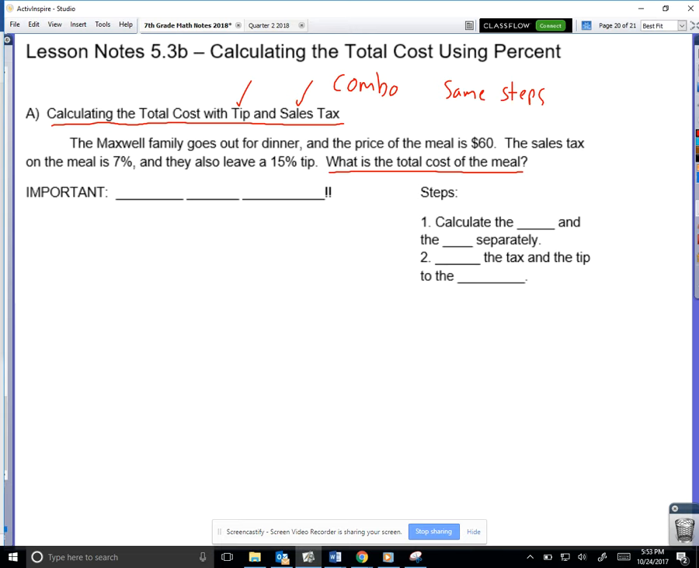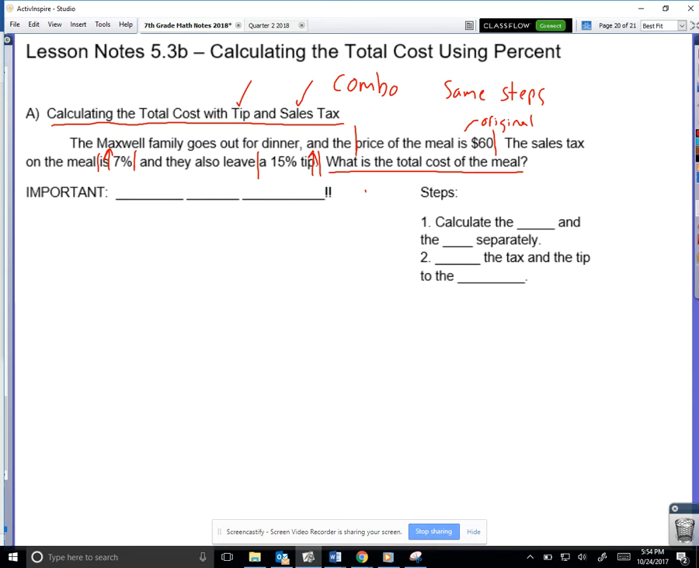So let's get our math facts here. The price of the meal is $60, so that is our original price. The sales tax is 7%, and we know that tax means the price goes up, so that's going to be an increase. And they also leave a 15% tip, which is also going to be an increase because that goes up.